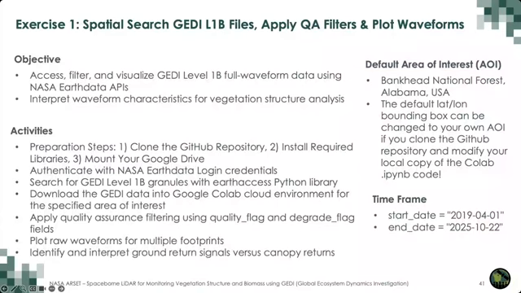This will be over the same region that we saw in the slides that have been presented, which is focused on Bankhead National Forest, Alabama in the USA. The default latitude and longitude bounding box can be changed to your own area of interest if you clone the GitHub repository and modify your local copy of the Google Colab notebook. So for this demo, we will be using the default AOI, but I encourage you all to modify to your own area of interest, either now or in the future with the code.